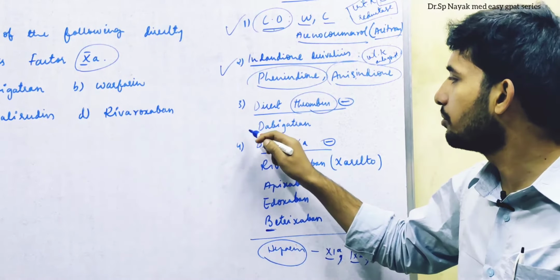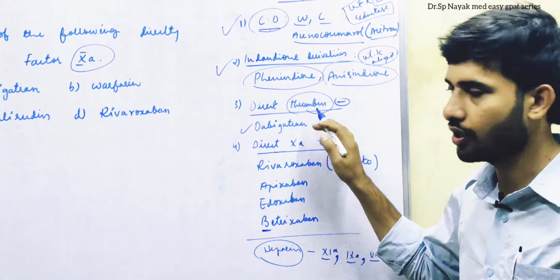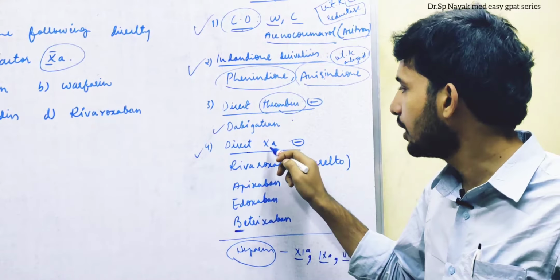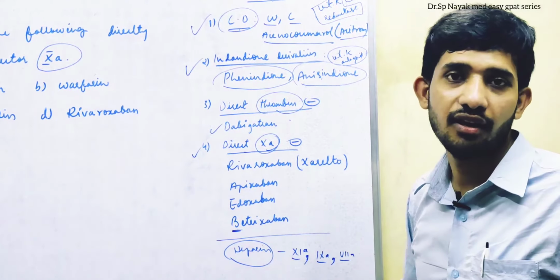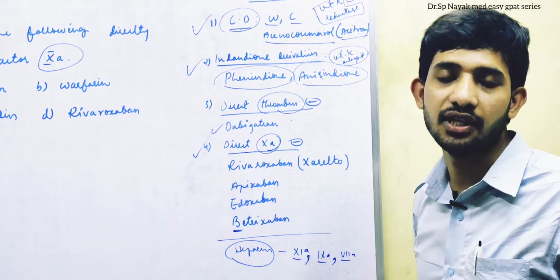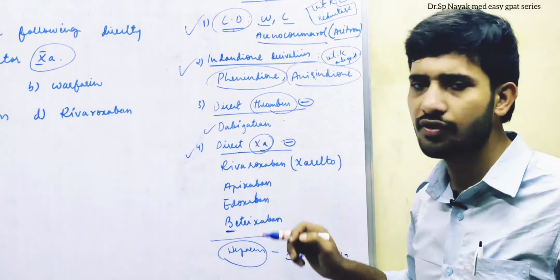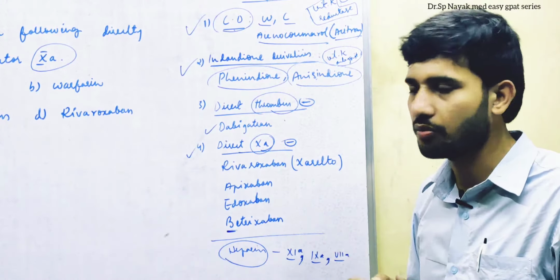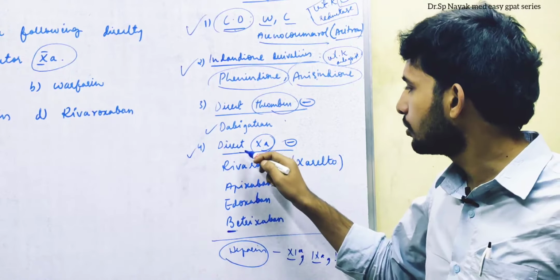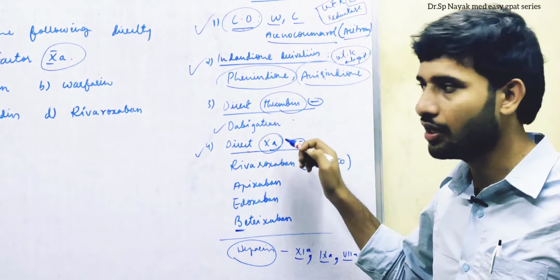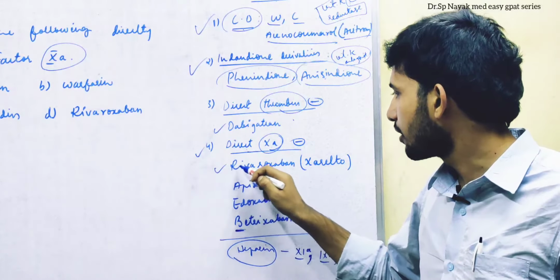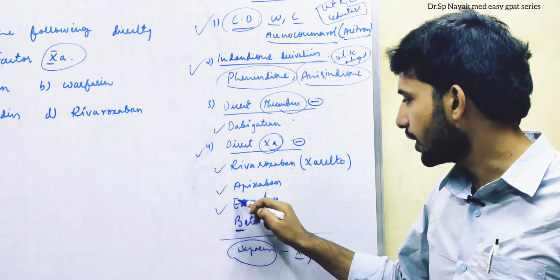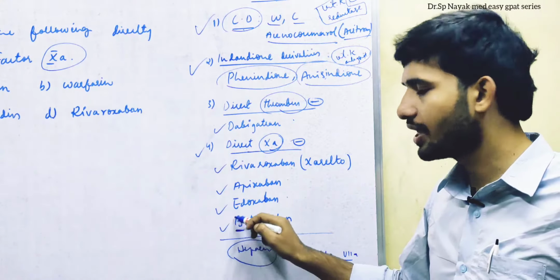The third class is direct thrombin inhibitors. Dabigatran is one example of direct thrombin inhibitors. The next class is direct factor 10A inhibitors. Factor 10A is very important in the clotting mechanism, and I'll explain the clotting mechanism later. The drugs which directly inhibit 10A are rivaroxaban, apixaban, edoxaban, and betrixaban.